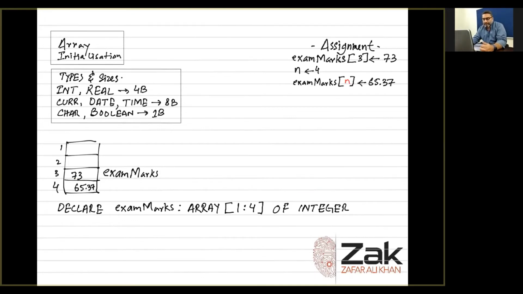Then this is a constant. But if we like, we can actually create a variable and then use that variable as a subscript or index. So here we have created n as an integer variable, and we assigned 4 to it. It means that the value of n is now 4. So at exam marks index 4, we are going to place 65.37, and there we go. It is now at this location. Now this I call the power of arrays, which makes it easy for us to use a for next loop.